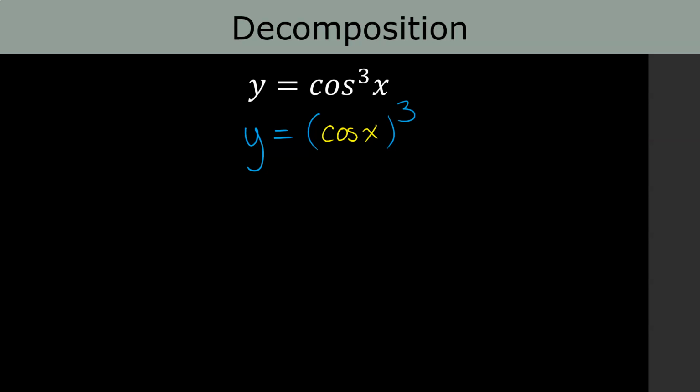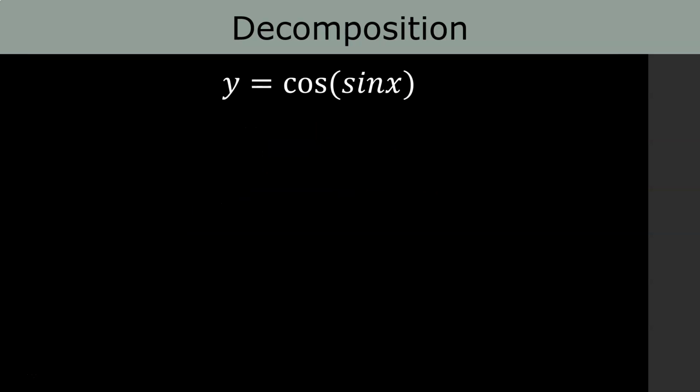So how do we break that apart? Well, the thing inside, we're going to call that u. So u is cosine of x. And then what's the blue part? Well, we would just write y is u cubed, or just y is something cubed. And then what's the thing that's being cubed? Cosine of x.